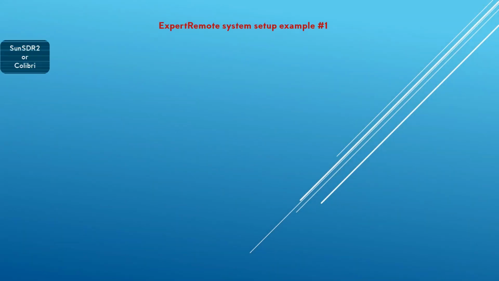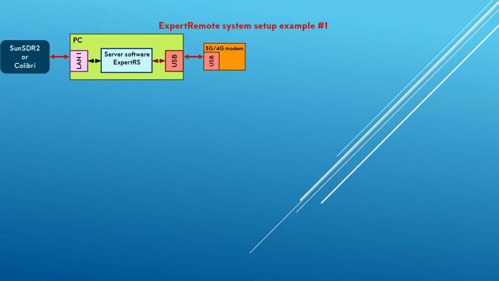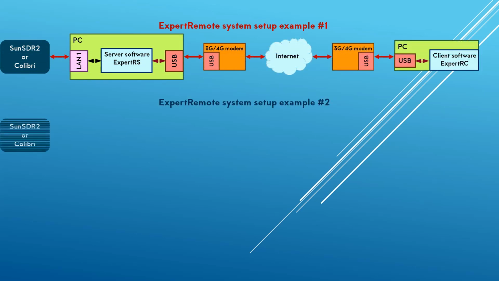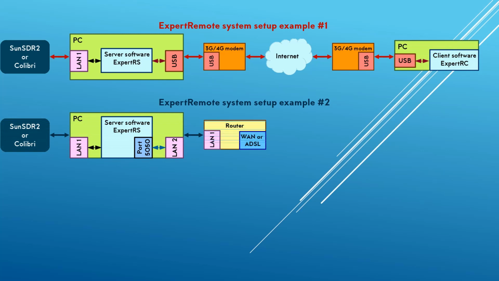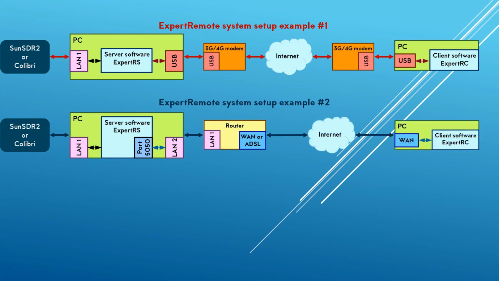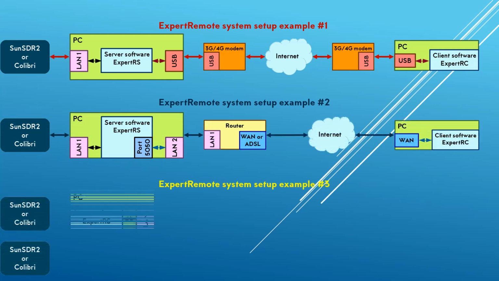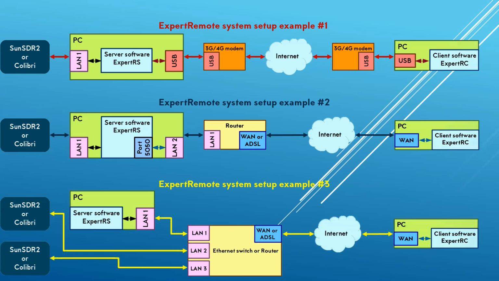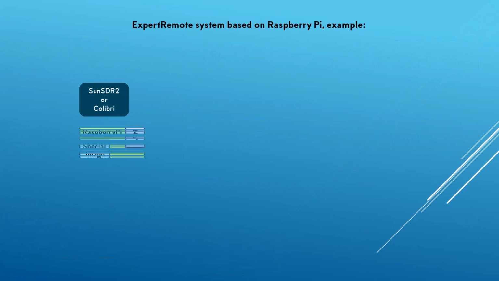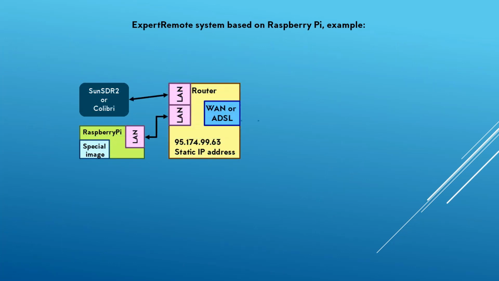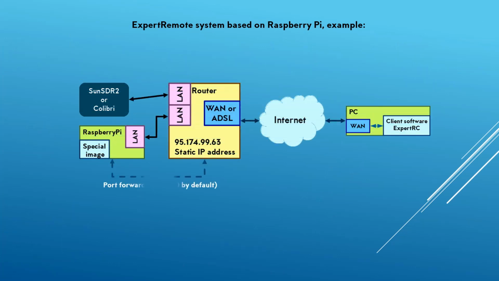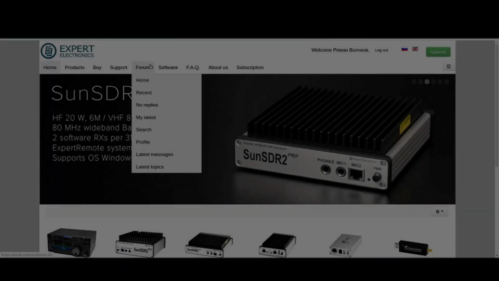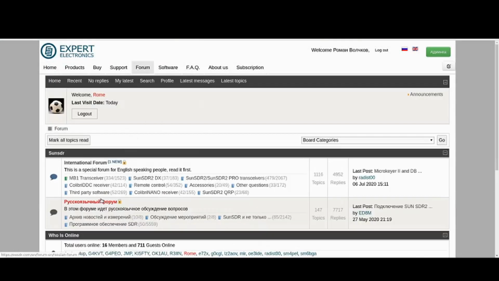The Expert remote system is independent software that is being developed separately from Expert SDR 2 and has its own fans. It works with all our devices, supports voice and CW transmission. This system has 2 server applications for PC and Raspberry Pi and 2 control interfaces, Expert RC and Web Client. Expert RC looks similar to the main software, and Web Client is basically a web page, which can be used on phones and tablets.